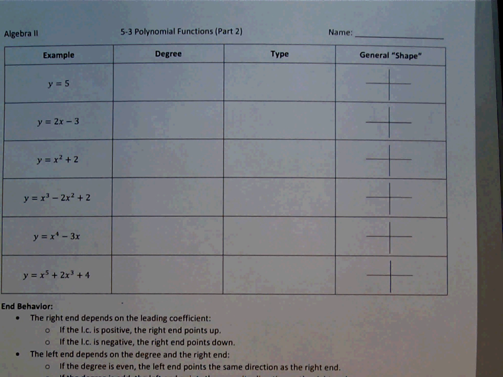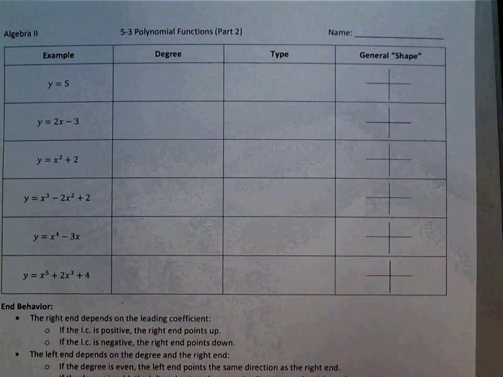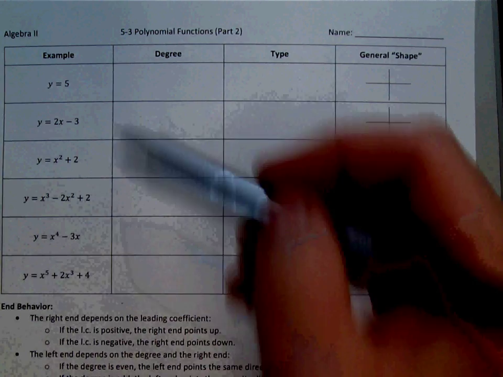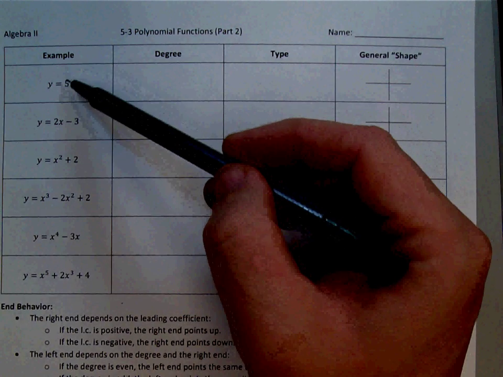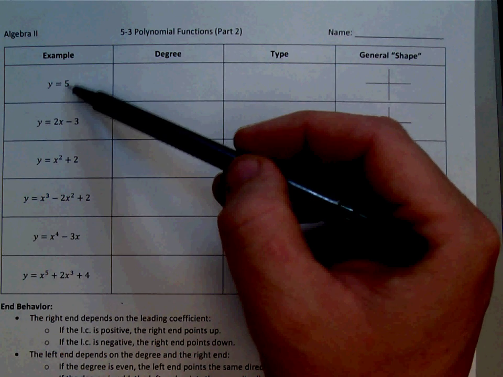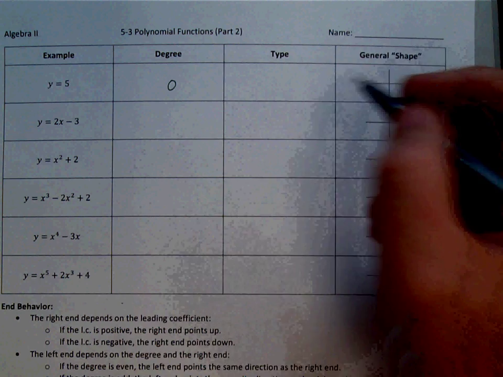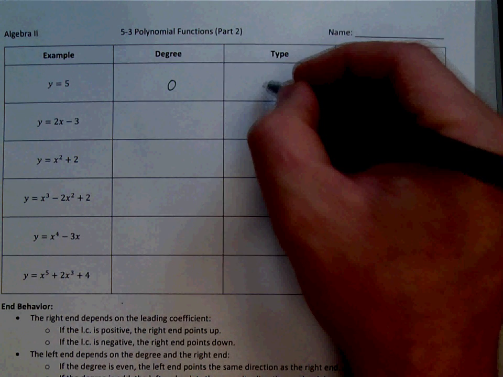Alright, so 5.3, the second part, we're going to talk about graphing. I have some different polynomials. We want to talk about the degree. Notice this first one, I'm not looking at the y, I'm looking at after the y. We have 5. 5 doesn't have an x at it at all. That means its degree is 0. We have a name for the type. That's called a constant.